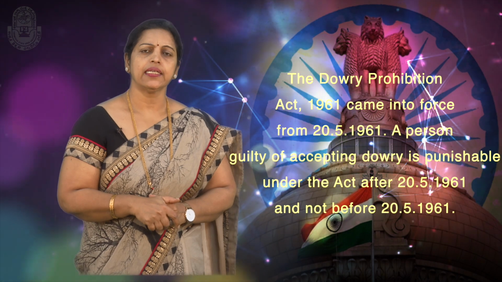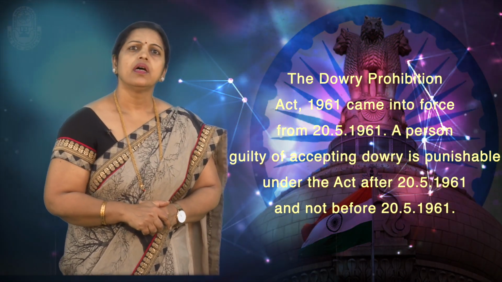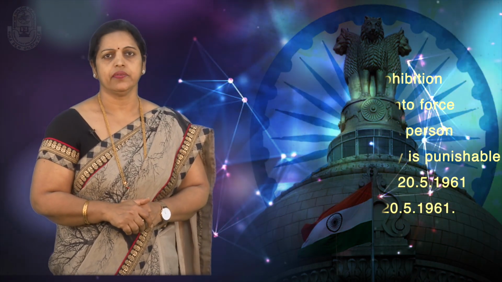If any action was innocent at the time of commission, and after that a law is passed forbidding the particular act, then this law cannot be applied to those who committed the action before the law came into force, nor can they be subjected to a penalty greater than that prescribed by the law in force at the time of commission of the act. For example, the Dowry Prohibition Act 1961 came into force on 20th May 1961. A person guilty of accepting dowry is punishable under this act only after this law came into force, not those who took the dowry before this enactment came into force.